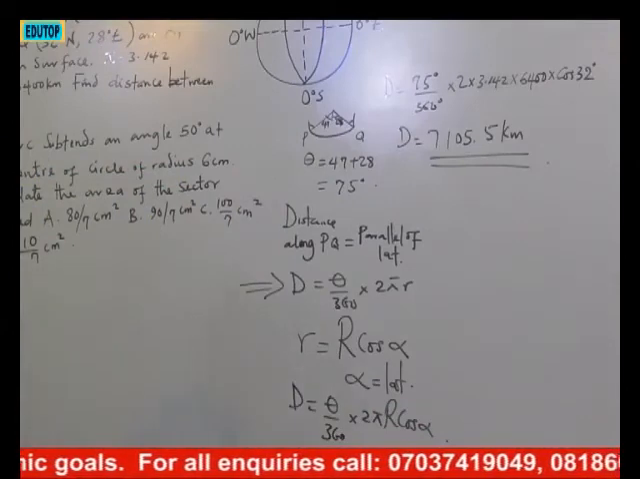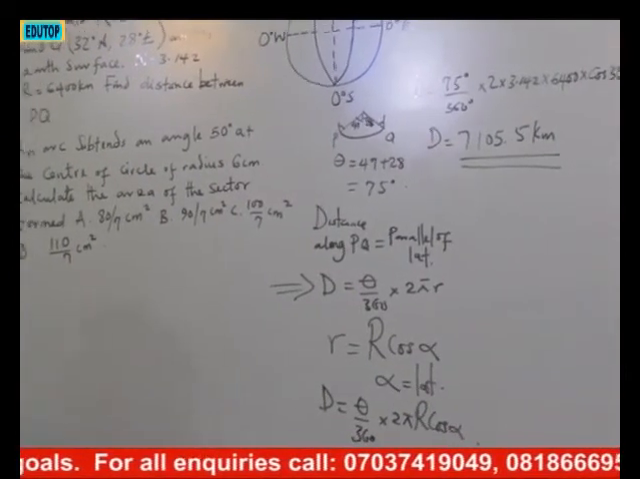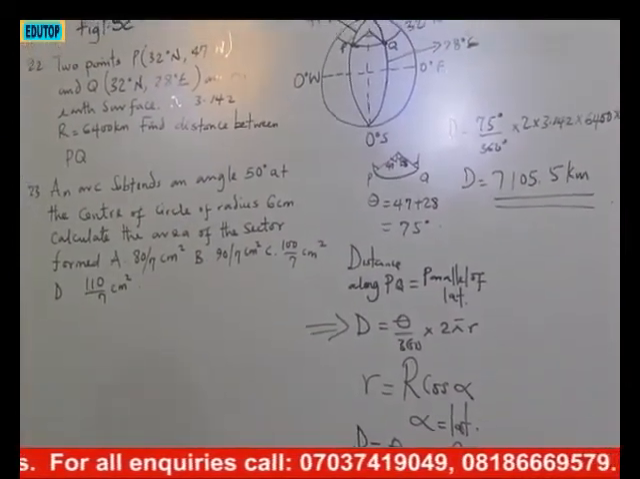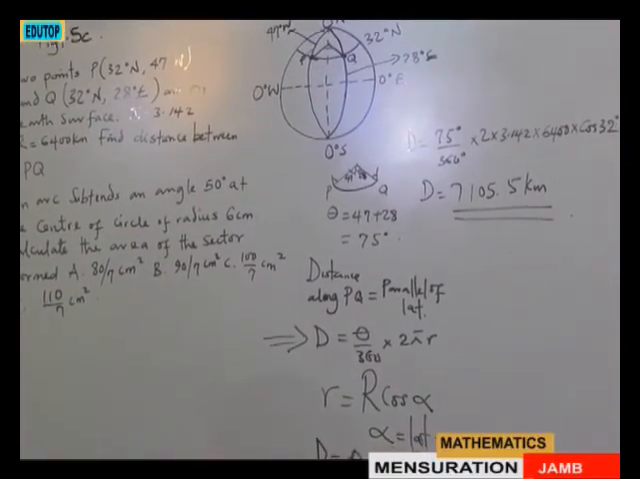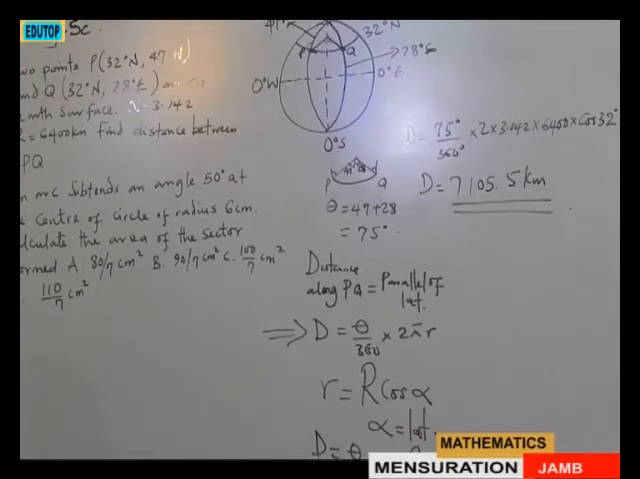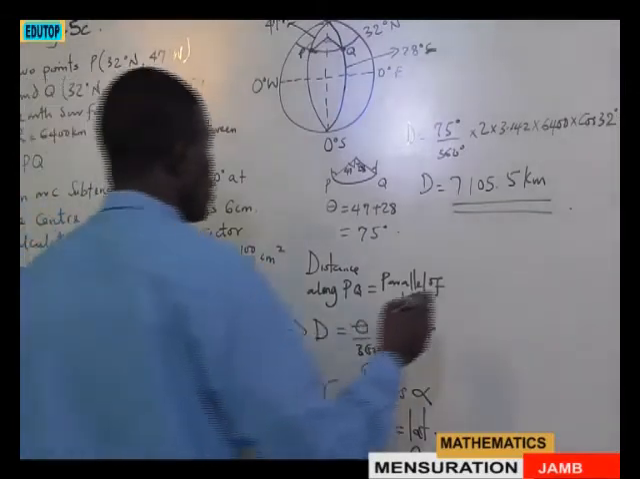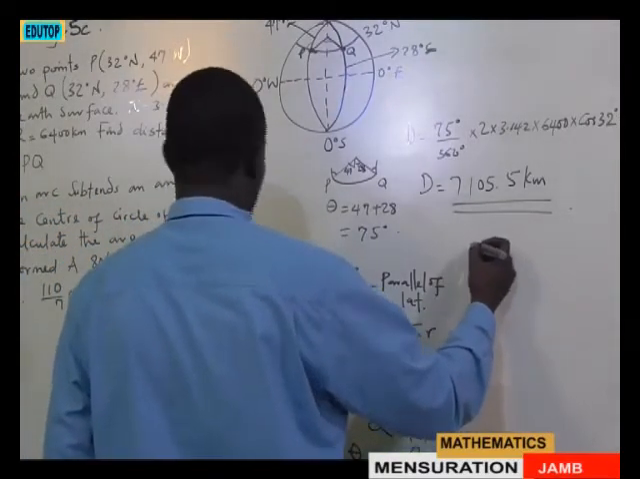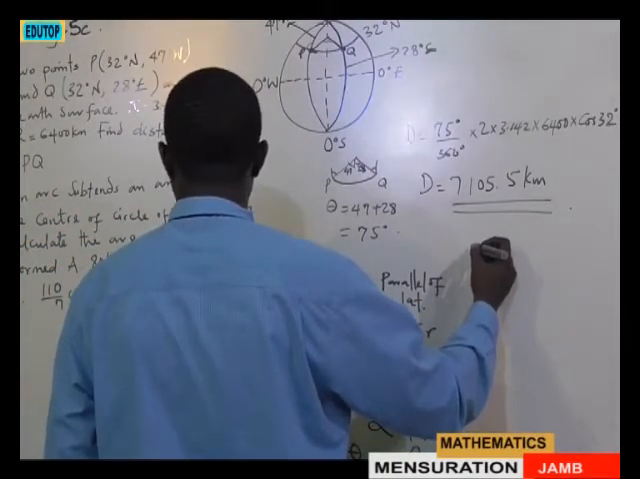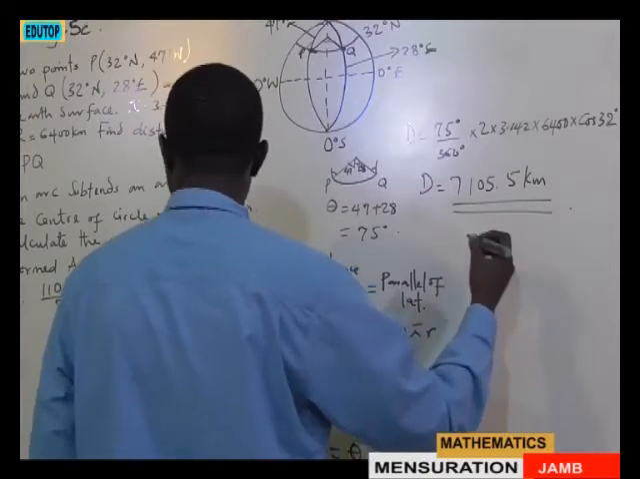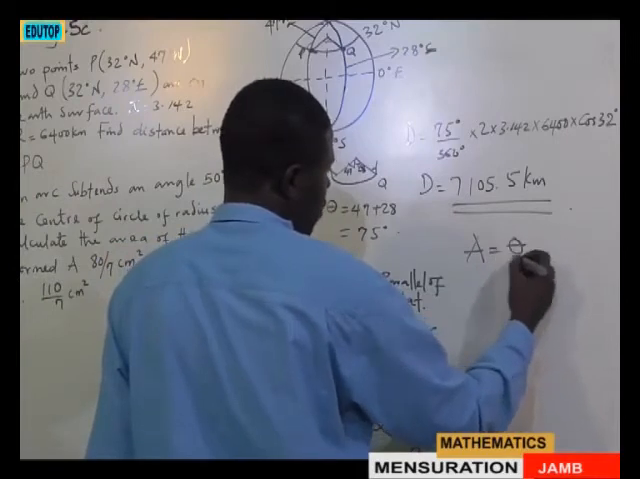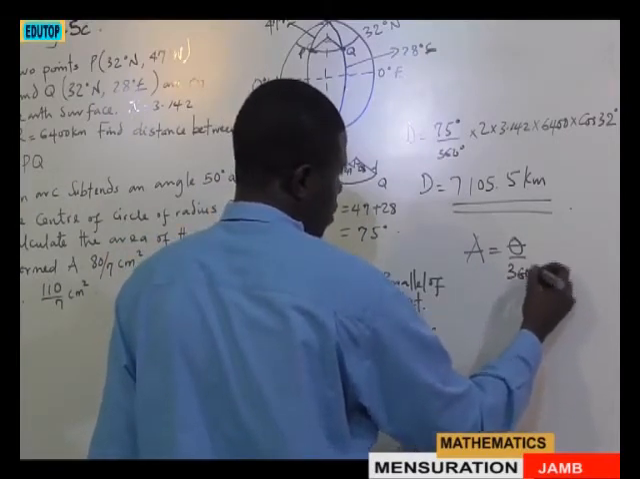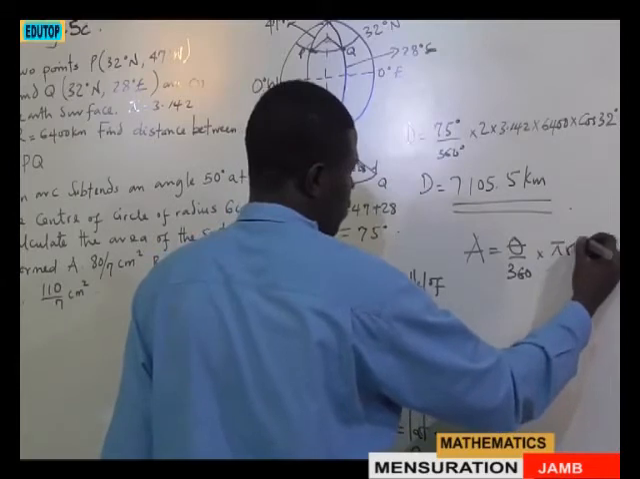And the last question under this topic, mensuration, is 23. An arc subtends an angle of 50 degrees at the center of a circle of radius 6 cm. Calculate the area of the sector. We have been solving questions like this, so they are not new. What's the formula for the area of a sector? It's theta over 360 times pi r squared.